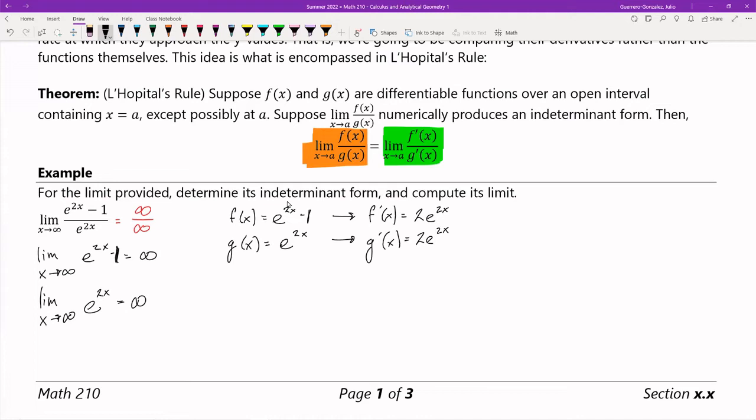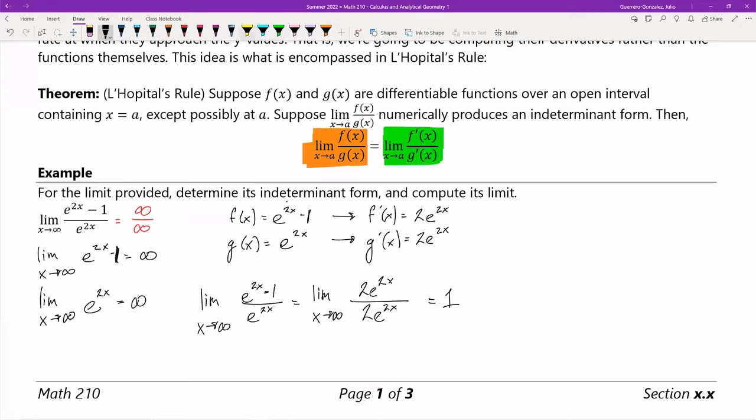So now, the limit as x approaches infinity of e to the 2x minus 1 over e to the 2x is equivalent to the limit of its derivatives, right? So it's going to be the limit as x approaches infinity of 2e to the 2x divided by 2e to the 2x. And this limit is equal to 1. Okay. That is L'Hopital's rule.